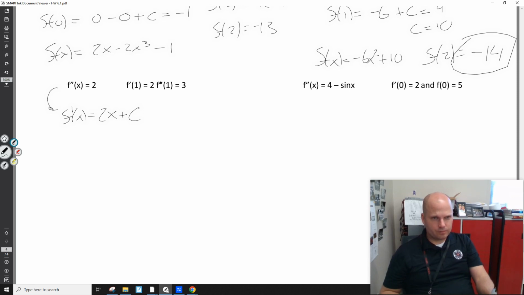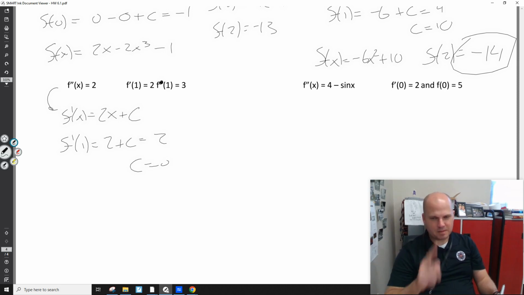This is wrong. Sorry about that. This should be just f of 1. So you have a c. Now you're told f prime of 1 equals 2. That means when I plug in 1, I better get 2. Oh, look at that. c is 0. That's a bad question. You might have gotten lucky if you didn't include a c.